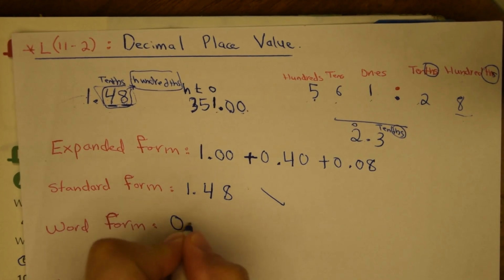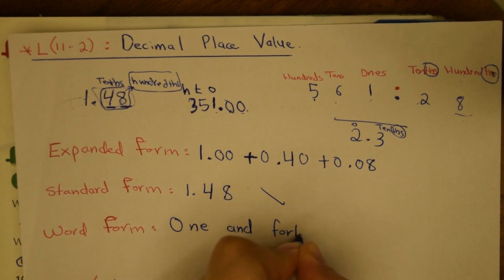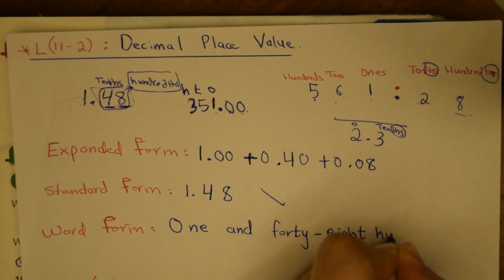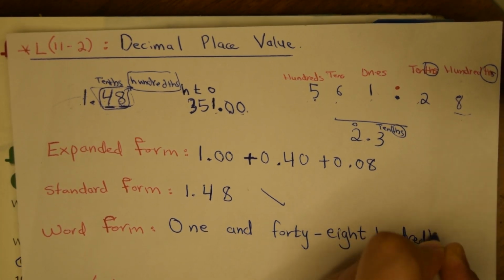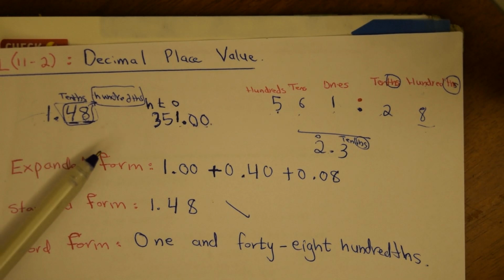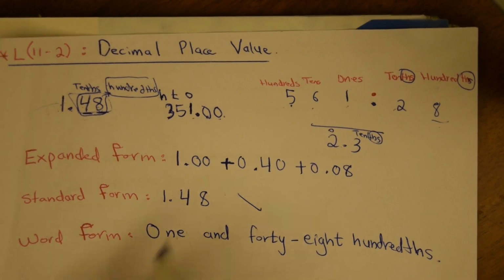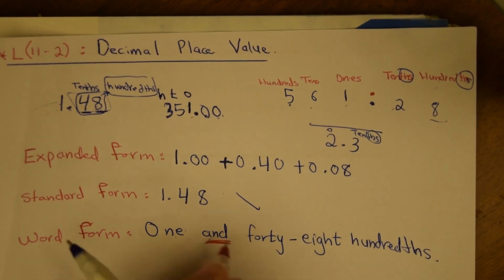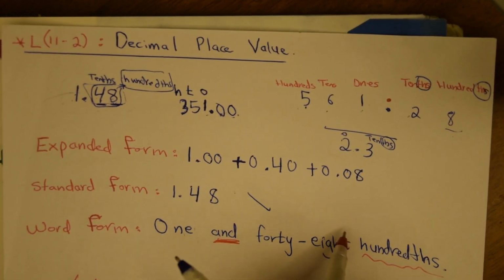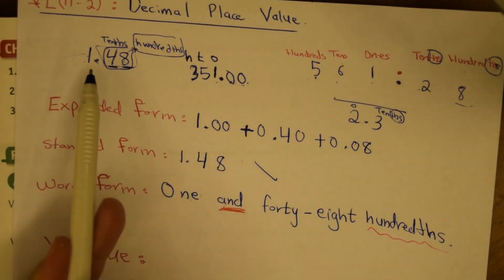So here I will write 1 and 48 hundredths. Okay, so it's 1 and 48 hundredths. Then this is the whole 1, and here I will write what? And this is 48 hundredths, so I will know that this number is for the fractional part and this number is for the whole. Okay, now we will find again what's the value of the 1.